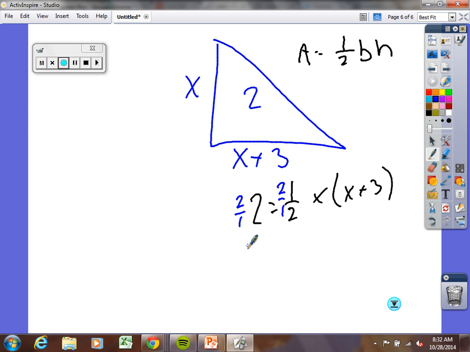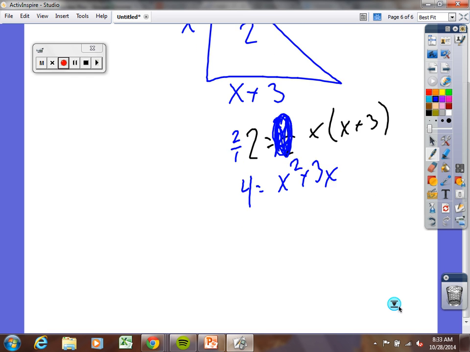Notice I get 4 equals, those guys reduce out, so they're no longer here. Bye-bye. And I'm going to go ahead and multiply through to get x squared plus 3x. Now it's something that we just barely did, isn't it?